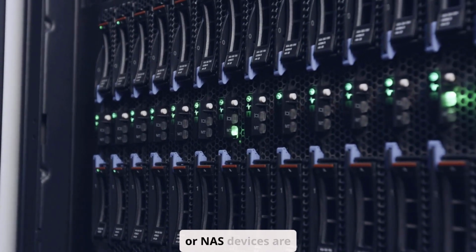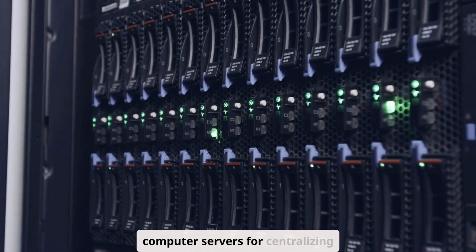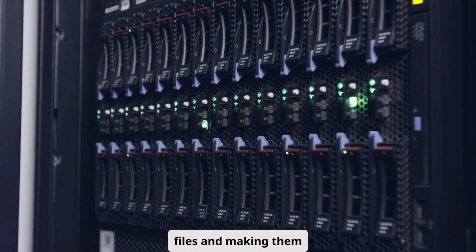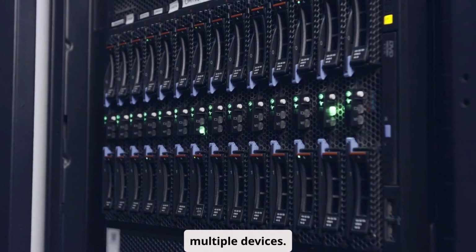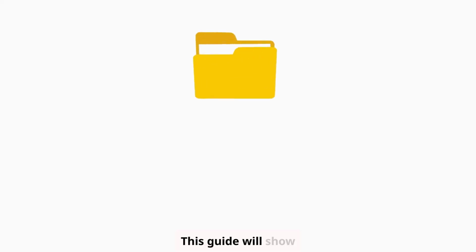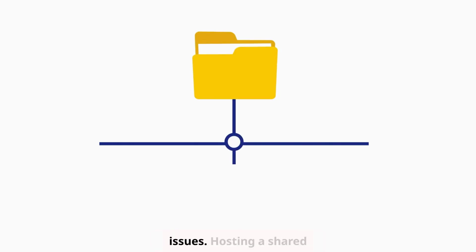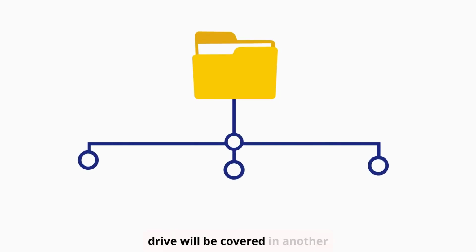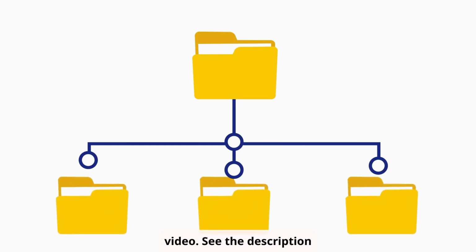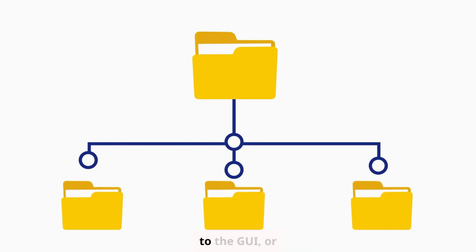Network-attached storage, or NAS devices, are computer servers for centralizing files and making them easily accessible across multiple devices. This guide will show users how to access a local shared drive using a Windows computer and help troubleshoot some common issues. Hosting a shared drive will be covered in another video. See the description below for admin access to the GUI, or graphical user interface, and other related videos.